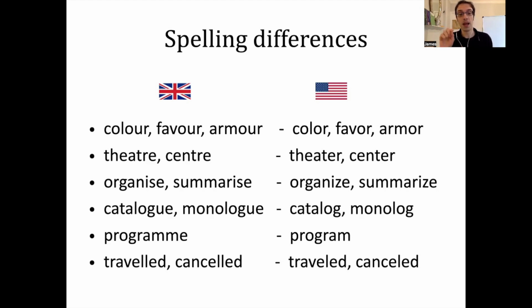So, for example, the last one, when you take a verb like travel or cancel, that ends in an L, when you add an inflection, so ing or ed, in British English, we double the L. But in American English, it's actually just a single L. So travel, traveled, or traveling would take two L's in British English and just one in American English. Okay?